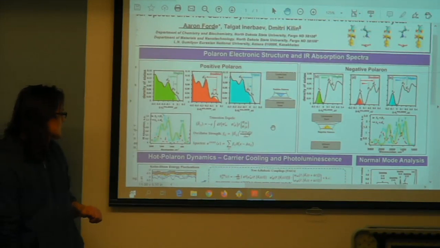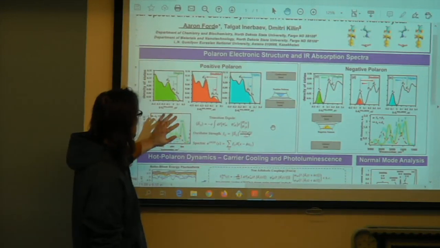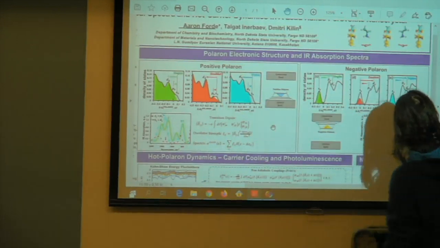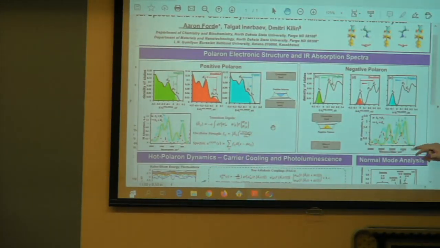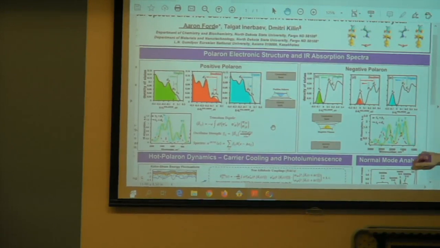And so yeah, that should be the takeaway for the optical spectrum. So that's for the positive and the negatives. We see a similar trend. Both the singlet and the triplet transitions are relatively bright, whereas the doublet has a reduced intensity.